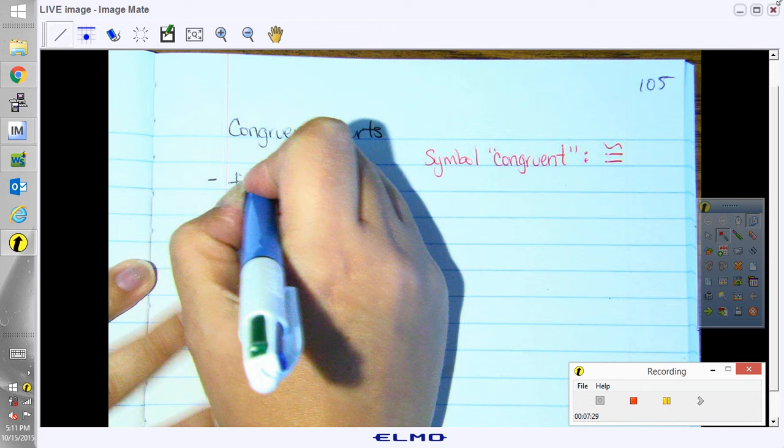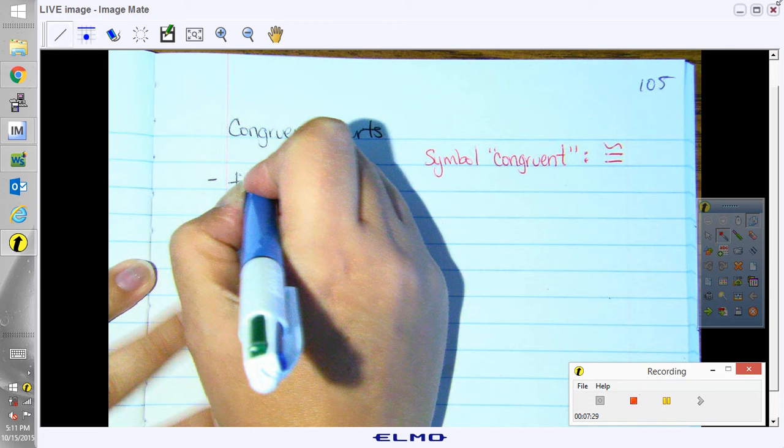Okay, next we're going to talk about arc marks. And arc marks are just going to refer to showing that angles are congruent. So it shows 2 angles are congruent. Again, we're going to draw a little picture.